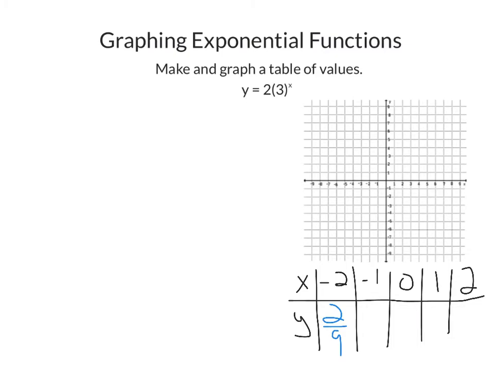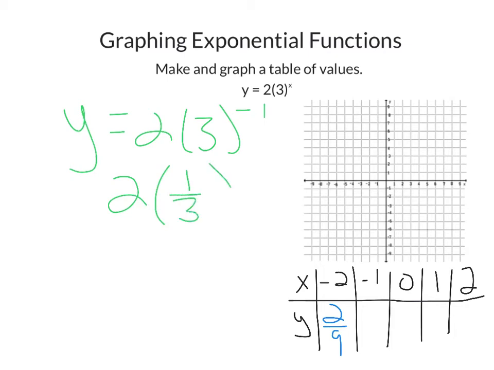Now let's try plugging in -1. So I get y equals 2 times 3 to the -1. Well, 3 to the -1 is really the same as 1/3 to the first. 1/3 to the first is 1/3 times 2 gives me 2/3. So I have the point -1, 2/3.